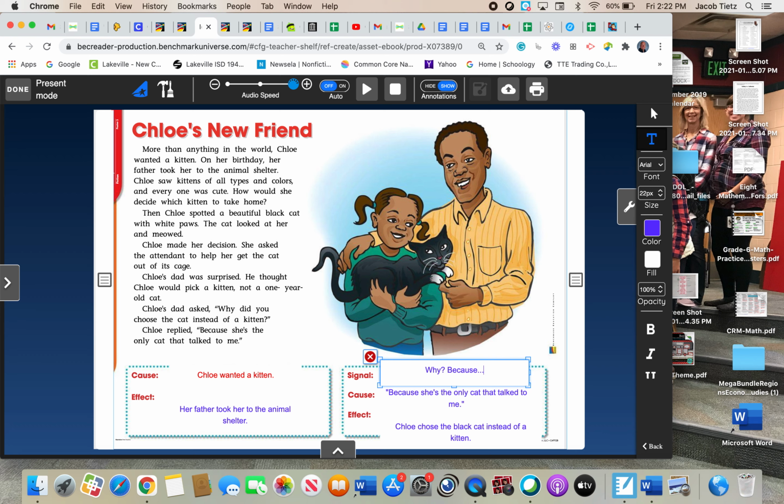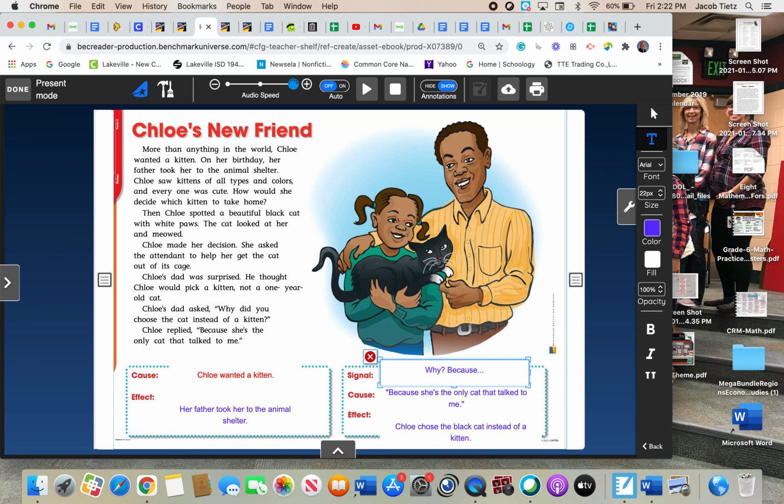Sometimes an author does not include a word or a phrase to signal the cause and effect relationship. For example, Chloe's dad was surprised. What caused him to be surprised? Chloe's choice of a cat rather than a kitten. Is Chloe's choice of the cat a cause or an effect? In that case, it was a cause because it caused her dad to be surprised.